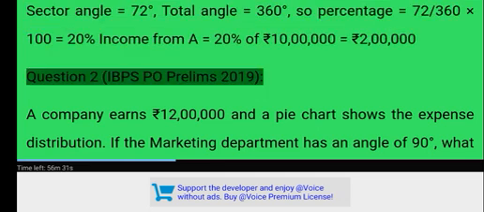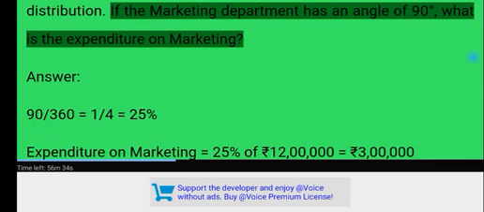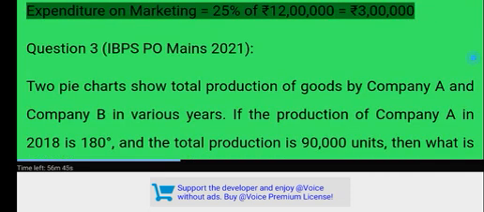Question 2, IBPS PO Prelims 2019. A company earns 1,200,000 rupees and a pie chart shows the expense distribution. If the marketing department has an angle of 90 degrees, what is the expenditure on marketing? Answer. 90/360 equals 1/4 equals 25%. Expenditure on marketing equals 25% of 1,200,000 rupees equals 300,000 rupees.